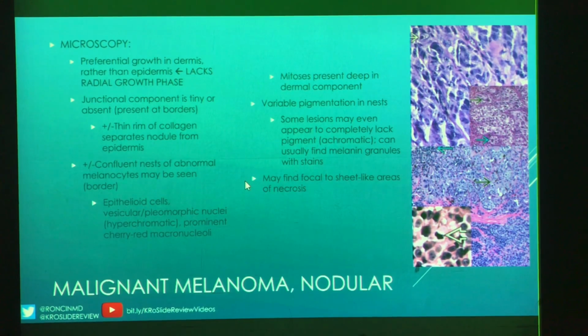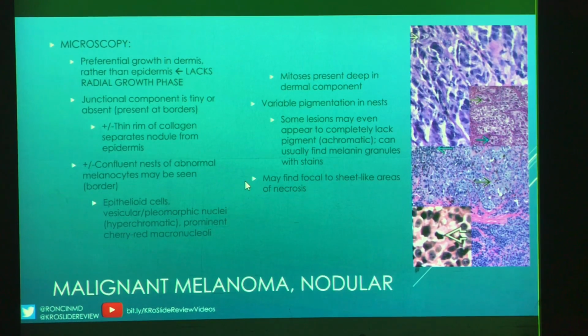So you want to make sure that what you're looking at are melanocytes, and then if you have the cherry red nuclei on top of that, literally the proverbial cherry on top, then what you're looking at is most likely a malignant melanoma. You can have mitotic activity, and it's usually within the deep dermal component, and you can have pigmentation as well. Remember, you can have achromatic lesions, so they may not have pigment, and you can usually find your melanin granules with stains. So if you did a MART1 or Melan-A, it would pick up those granules if you were having a hard time finding them.